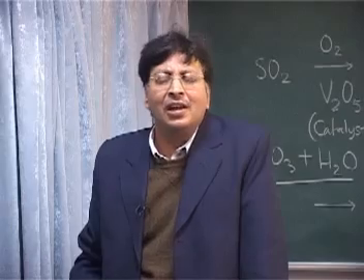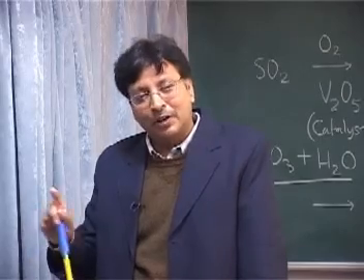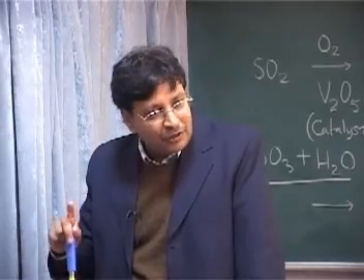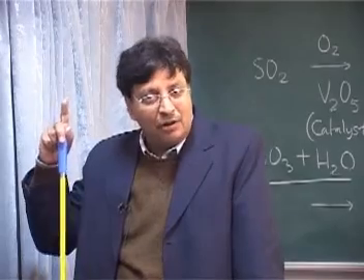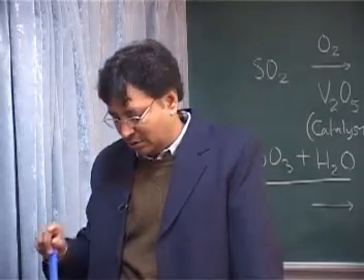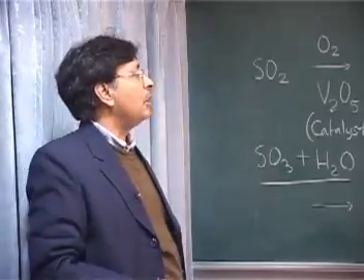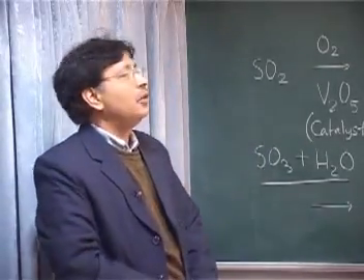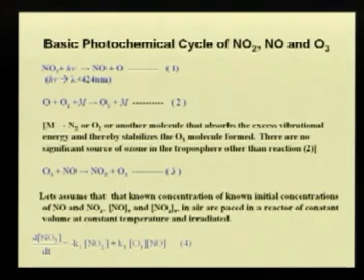We are talking a great deal about the atmosphere. I beg your pardon, don't forget that we are now discussing the troposphere. We are not in the stratosphere. Don't miss me on that point, because we are talking just about the troposphere and not about the stratosphere or the higher atmospheres. So this is the basic fundamental equation; that's how you will constantly get ozone from here. M, which is N2 or O2, is another molecule that absorbs the excess vibrational energy and thereby stabilizes the ozone molecule that is formed. There are no significant sources of ozone in the troposphere.